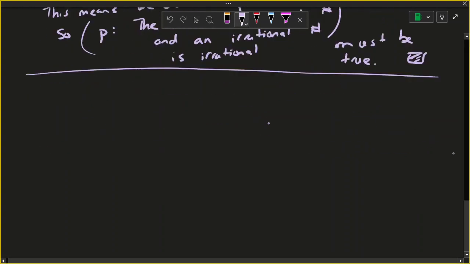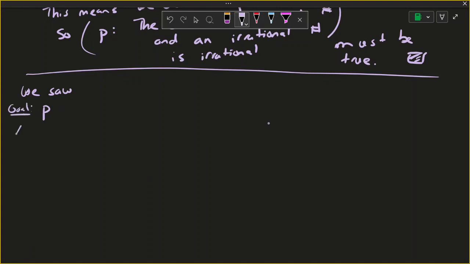We're going to do one more proof by contradiction. I think it falls into a second category of proof by contradiction, but I'll explain what I mean. So we just saw, right, our goal was P. We assume not P, contradiction, and then conclusion P, where P was just like a proposition statement.